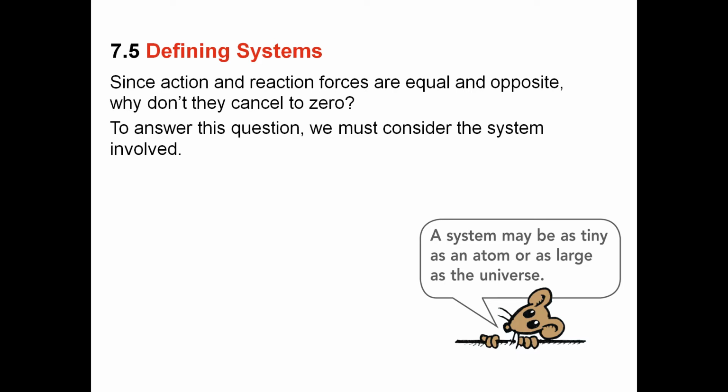Since action and reaction forces are equal and opposite, why don't they cancel to zero? To answer this question, we must consider the system involved. Remember, a system is whatever we define it to be with particular boundaries. So a system can be merely everything inside of a box, or a small home, or the entirety of the planet, or the entirety of the solar system, or beyond, or anything in between. So systems are defined by their boundaries.